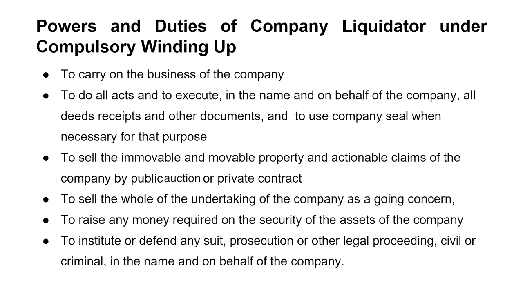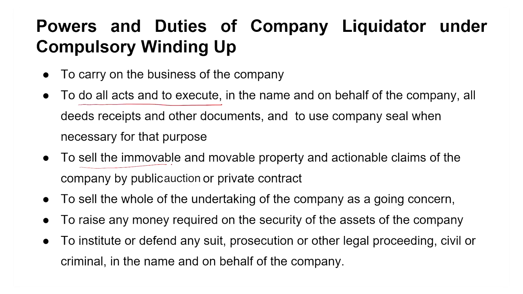Powers and duties of the company liquidator under compulsory winding up. All the powers of the company automatically come into the hands of the liquidator, and he carries on the business of the company, to do all acts and to execute, in the name of the company and on behalf of the company, all deeds, receipts and other documents. It means the liquidator does not act in any activity in their own name. All activities he performs are in the name of the company, and under this process he may sell the immovable or movable property or actionable claims of the company by public auction or private contract.